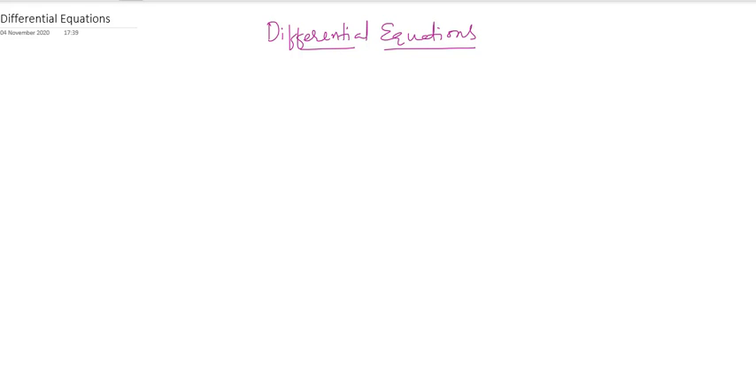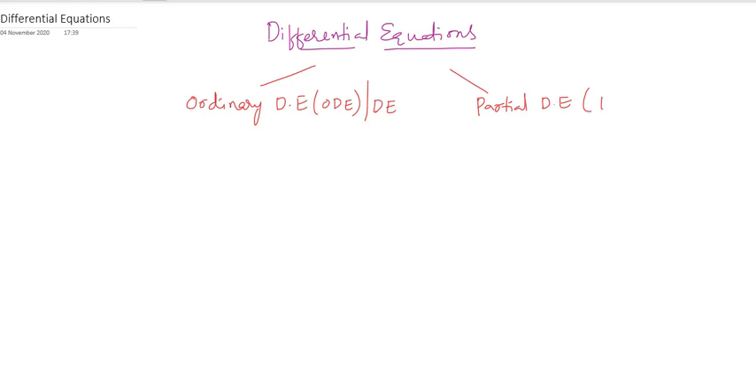In differential equations, you will have majorly two criteria. One is the ordinary differential equation, that is ODE, which you can also simply call a differential equation. The other one is the partial differential equation, which is called PDE.